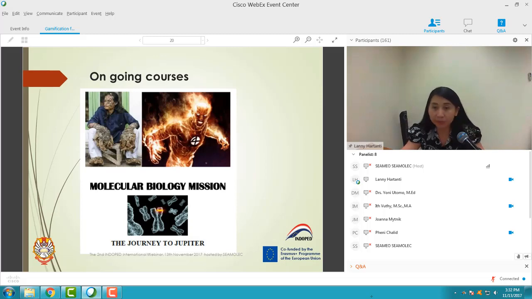This is the molecular biology mission, and they imagine that they are on a journey to Jupiter. At first they are given a certain amount of health points, and on this journey they can be hit by cosmic radiation, so they should prevent the loss of their points. The cosmic radiation here is the mid and final assessment, and they should prepare themselves to prevent their points from being lost.